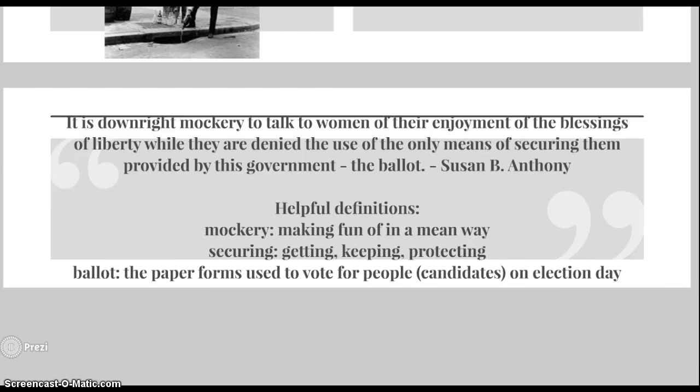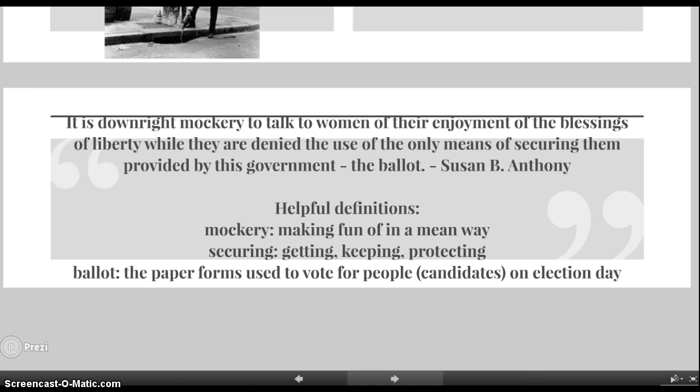Some definitions to help you understand the quote are mockery, which means making fun of people in a mean way; securing, which means getting, keeping, or protecting; and the ballot, which is the paper form that people use to check off which candidate or which person they want to vote for on election day.